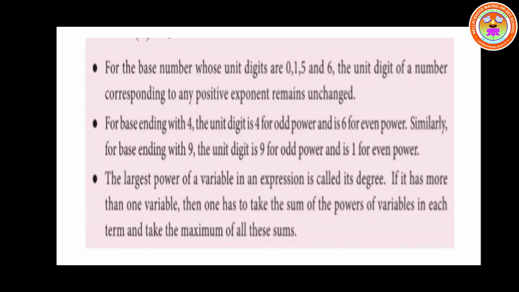For the base ending with 4, the unit digit is 4 for odd power and 6 for even power. Similarly, for the base ending with 9, the unit digit is 9 for odd power and 1 for even power. Okay, this is just an explanation. So you will see the next one. The largest power of a variable in an expression is called the degree.